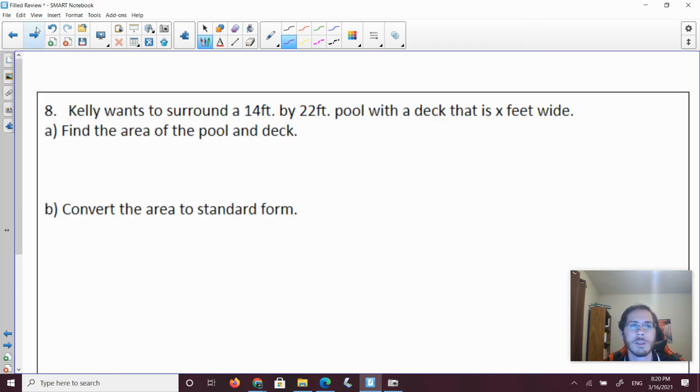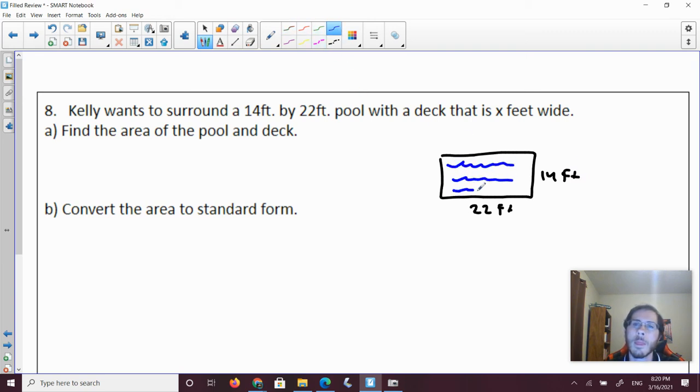All right, next, this looks pretty familiar from when we did the modeling. So Kelly wants to surround a 14-foot by 22-foot pool by a deck that's x feet wide. So let's draw the situation out. So 22, 14, these are in feet. So that's our pool. And then we want to make a deck. So we want to surround it with a deck that's x feet wide.